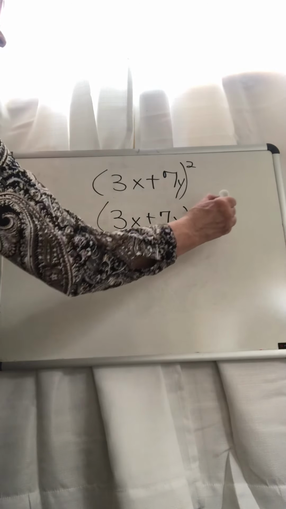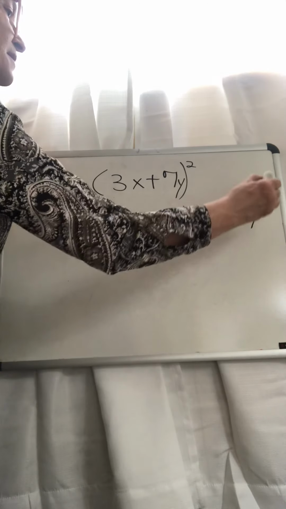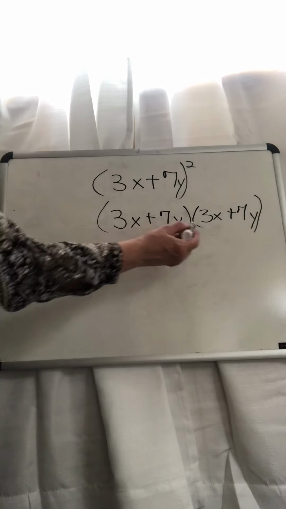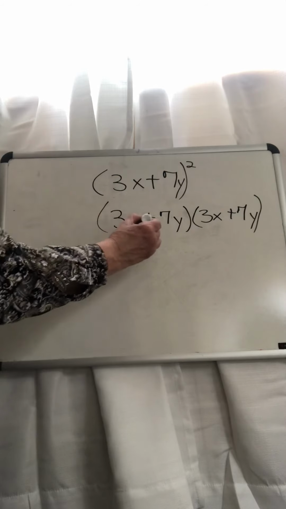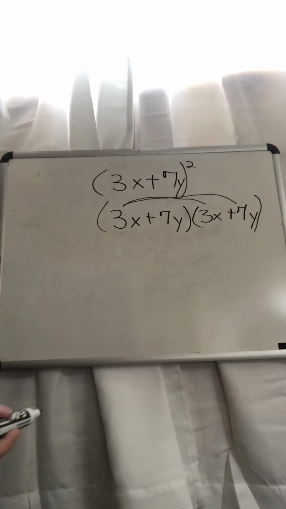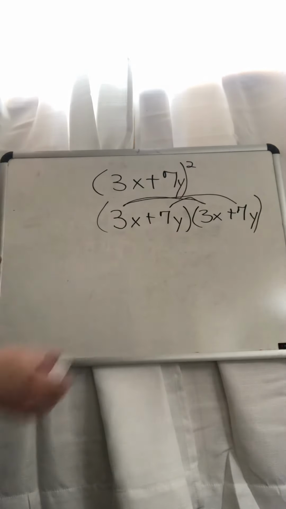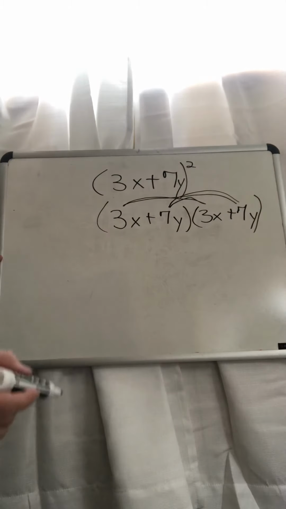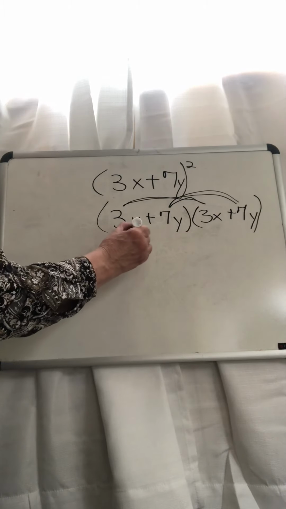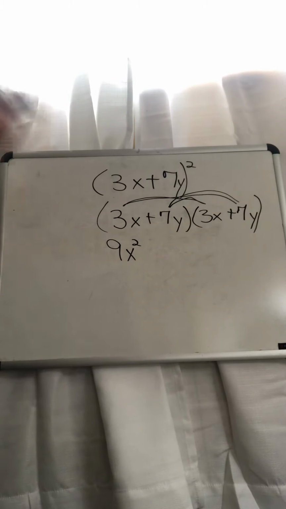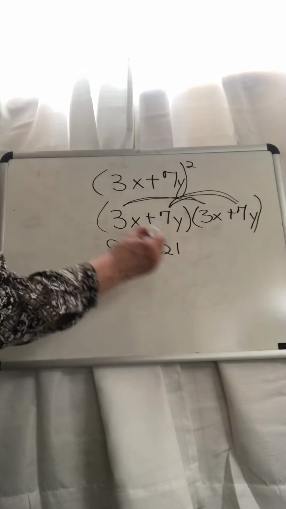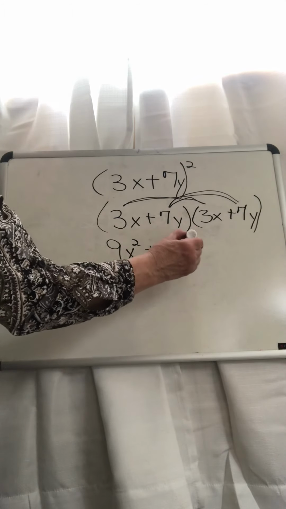Now, some people like to do this in their head, but because this is our first one, we're not going to do it in our head. We're going to actually write them out. So see, I wrote the exact same thing twice, and then I'm going to multiply this 3x times that 3x. Then I'm going to multiply this 3x times 7y. Then 7y times 3x, and then 7y times 7y. So 3x times 3x, 3 times 3 is 9, x times x is x squared. 3x times 7y, 3 times 7 is 21, and then the x and the y just kind of follow along.